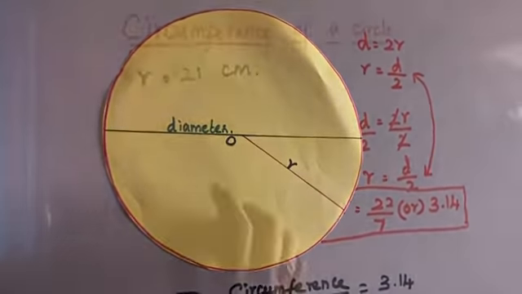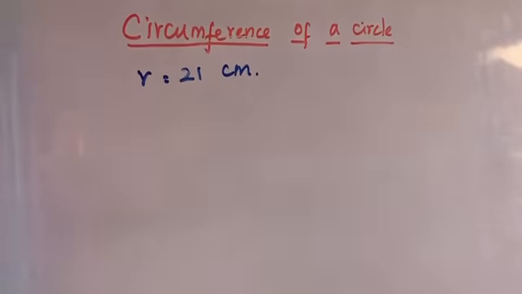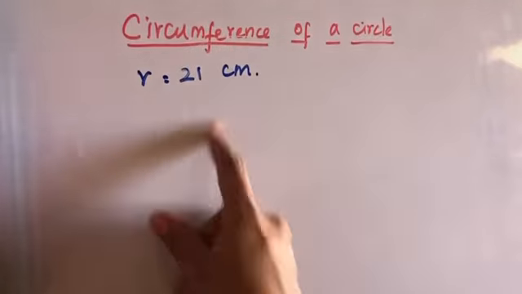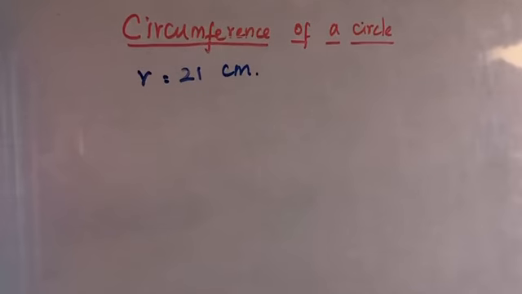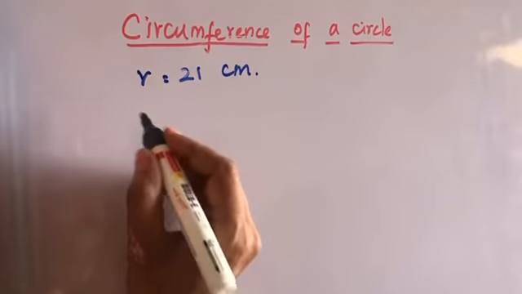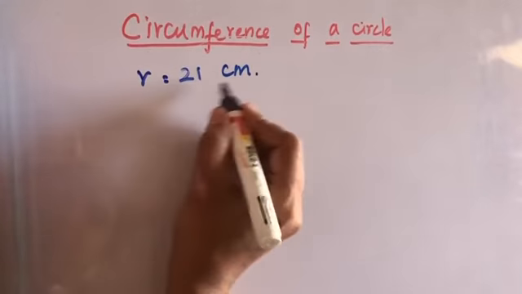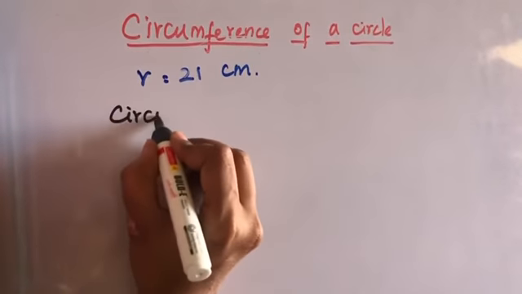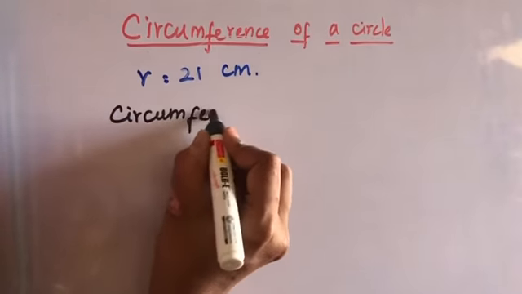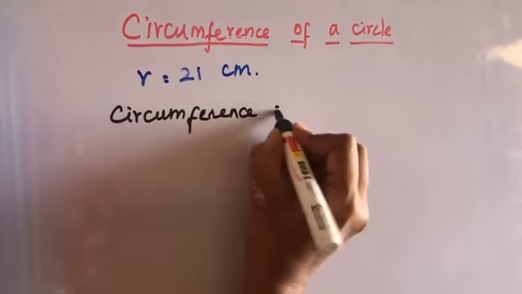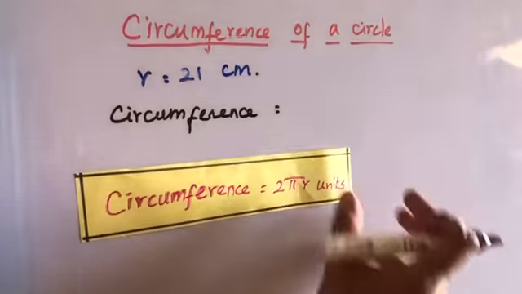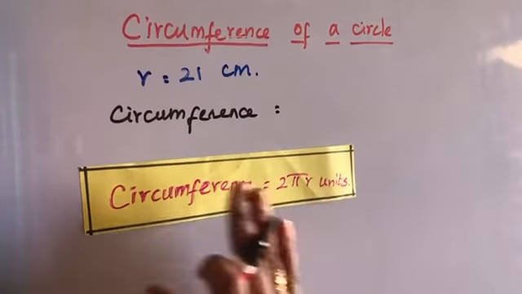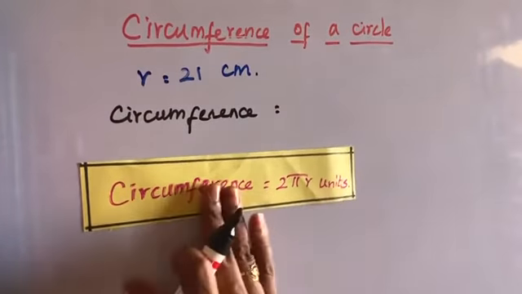Now we are going to calculate the circumference of the circle if the radius is 21 centimeters. What is the formula? Here the radius is given. What is the formula for circumference? Circumference is equal to 2 pi r units.